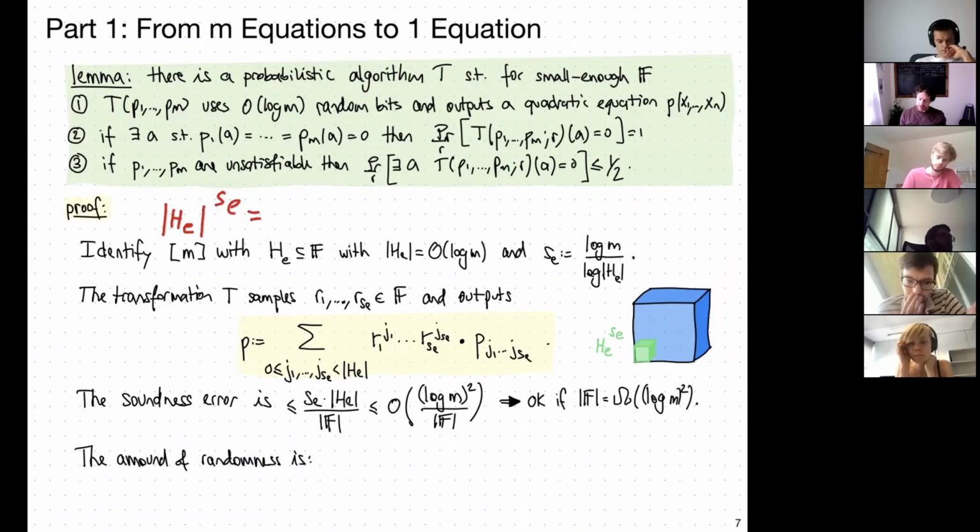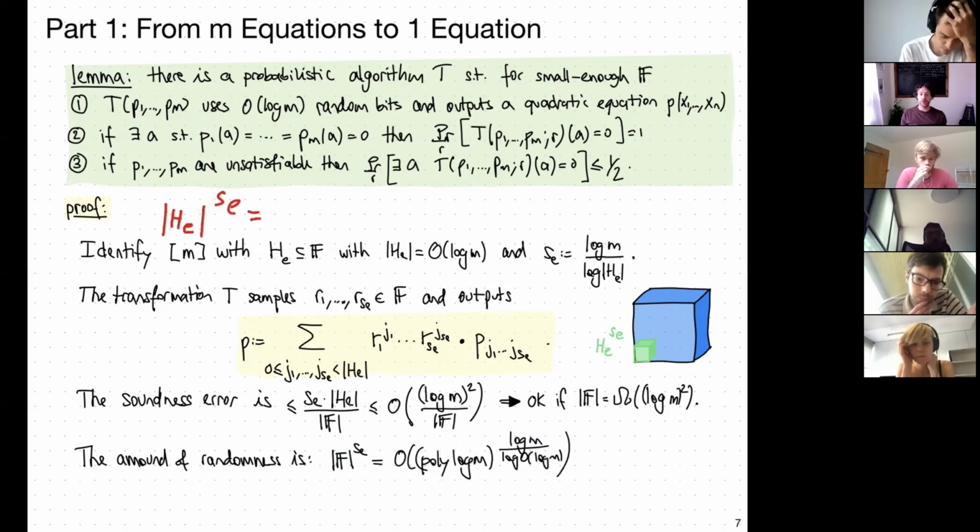So just to say, the amount of randomness that we have, what is it? We're choosing only s_e different elements from F, so it's F to the power of s_e. And what is F to the s_e? If F is proportional to h_e, then this would give us something which is polynomial, right?